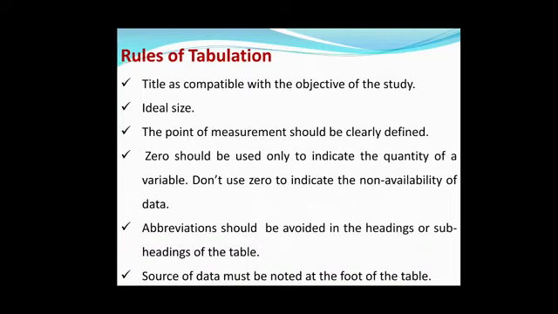Zero should be used only to indicate the quantity of a variable. Do not use zero to indicate the non-availability of data. It means that indicate a zero quantity by zero, and do not use zero to indicate such information which is not available. Dear students, information which is not available should be indicated by the letters NA or by a dash.